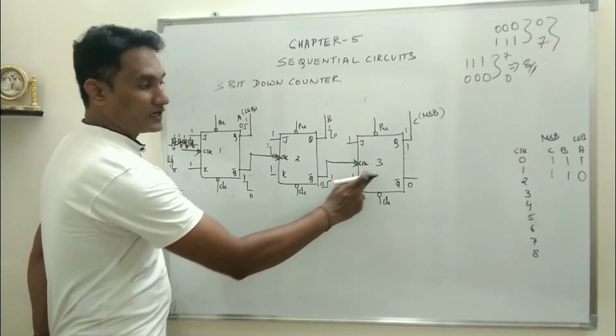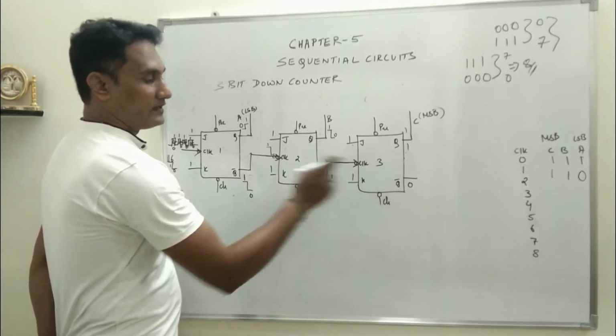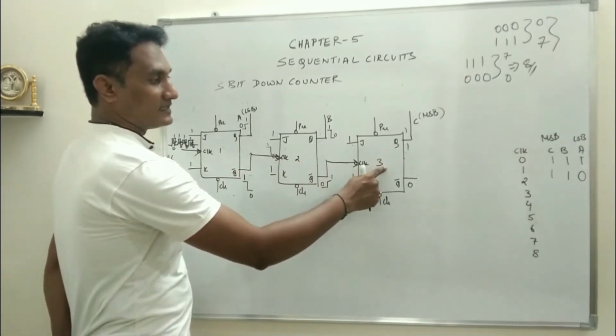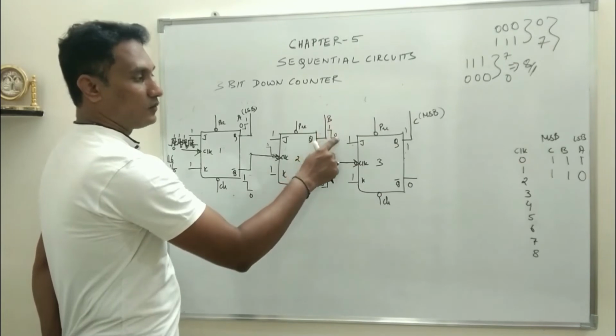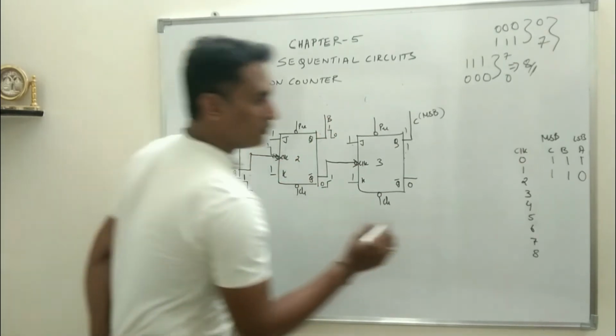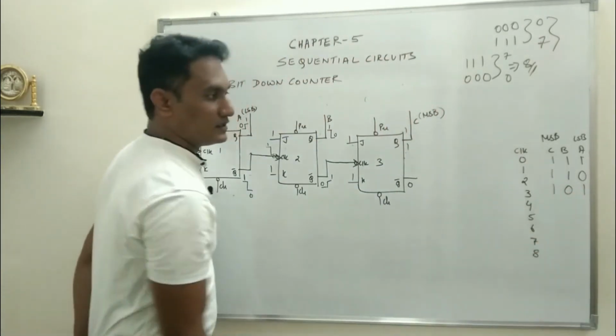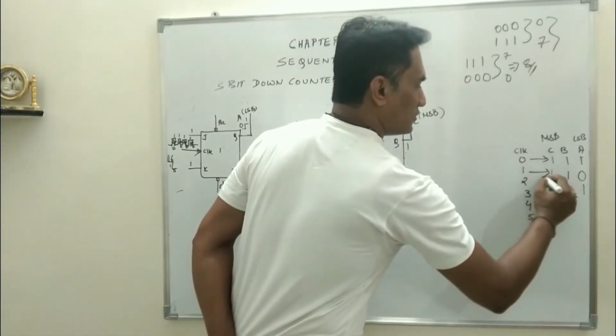Will that have any effect on 3? Of course not. So at the end of the second clock pulse, 1 and 2 change their state, 3 remains as it is. That means C remains as it is, B goes from 1 to 0, A goes from 0 to 1. So at the end of the second clock pulse, the state is 1, 0, 1. This is 0, this is 1, this is 2.